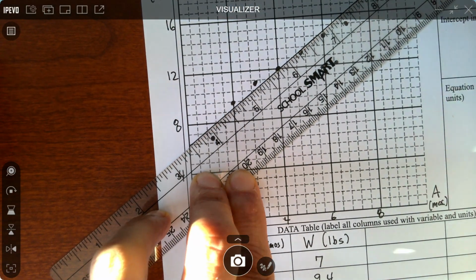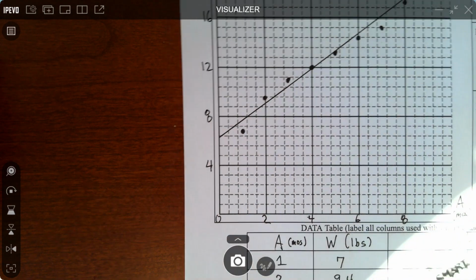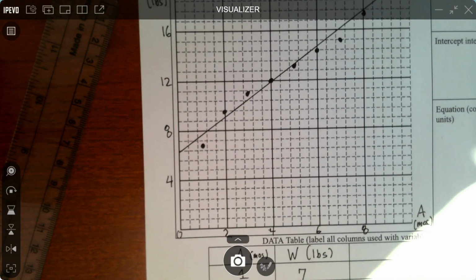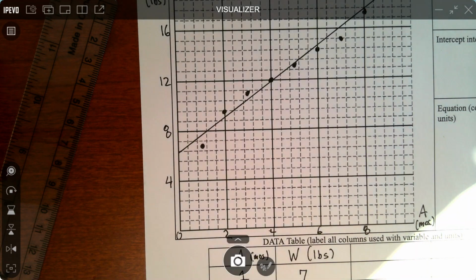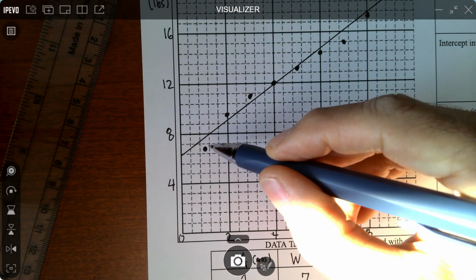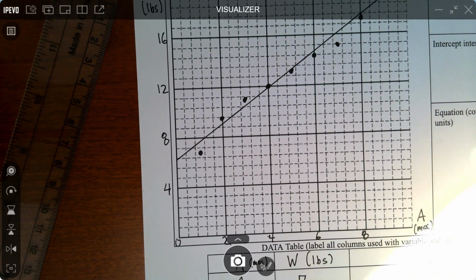Okay, so there's my line. Doesn't look bad. We're just going to use it. Now the next step is to calculate the slope. The best way to calculate the slope is to look for places where the best fit line goes exactly through the grid marks. You do not want to use the points ever to calculate the slope unless the points are exactly on the line.